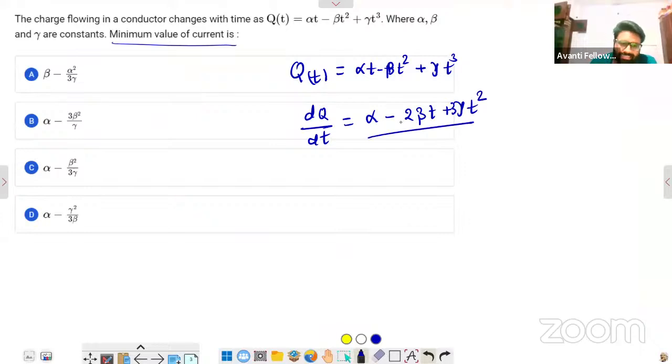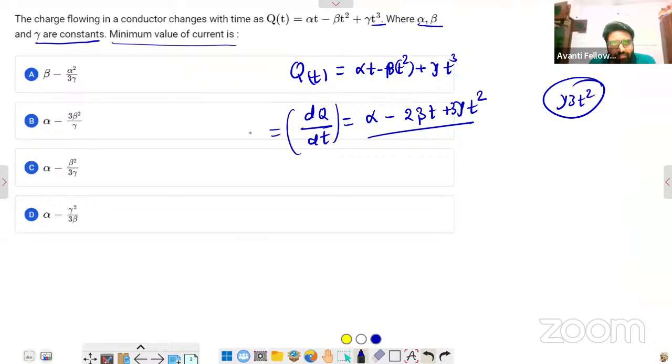Those who haven't understood how we did it, we just differentiated this expression. The differentiation of alpha t will become alpha. Then beta t square: only t square is a variable because alpha, beta, and gamma are constants. The differentiation of t square will be 2t. That's why I'm writing 2 beta t. The differentiation of t cube will become 3t square. Along with gamma, it will become 3 gamma t square. Now, this is the value of what? This is the value of current.